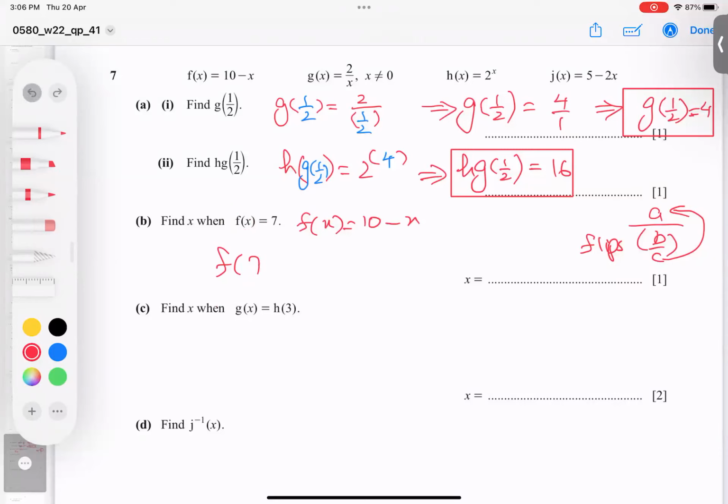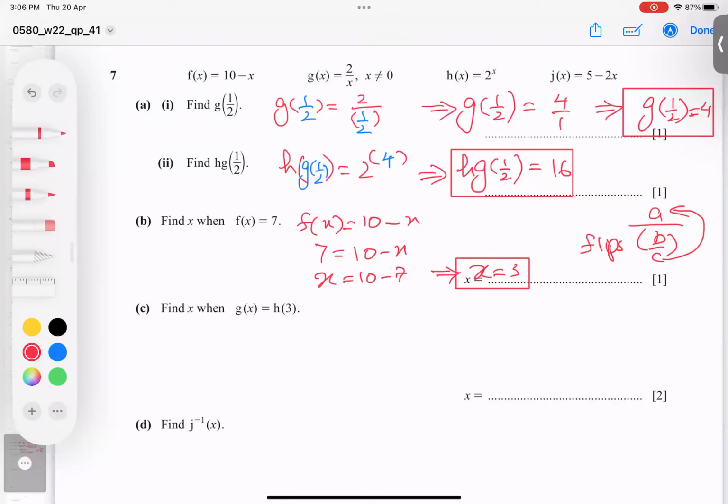So what I will do, students, I will put on the left hand side the whole expression, replaced by 7. x will go to the left hand side, and 7 goes to the right hand side. x is 10 minus 7. In short form, x is equal to 3.